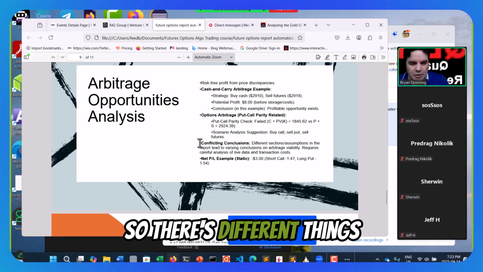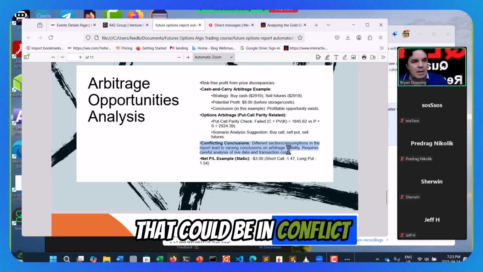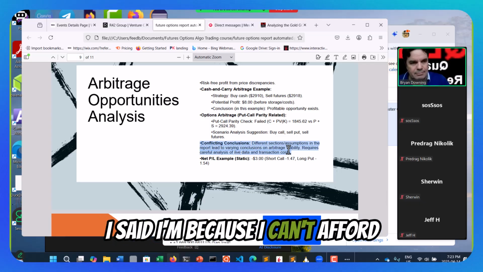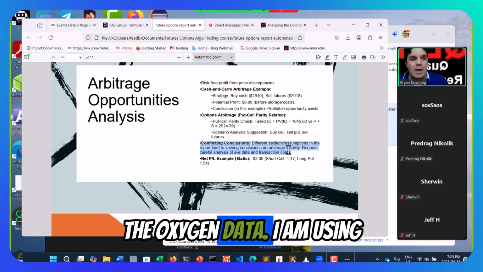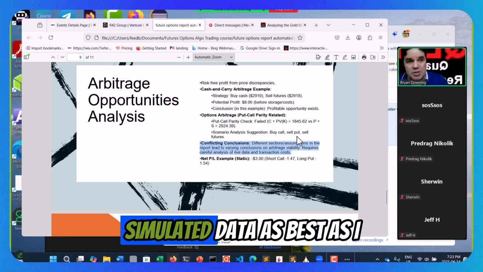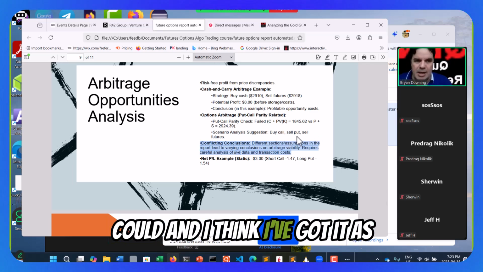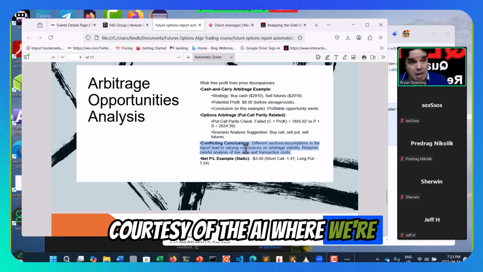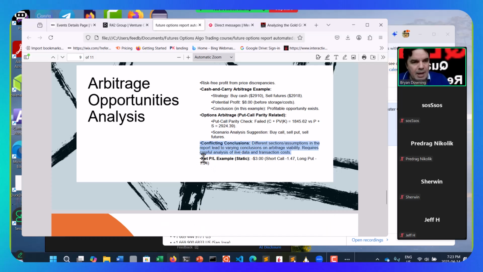So there's different things that can be in conflict. There's live data, and as I said, because I can't afford the option chain data, I am using simulated data as best as I could, and I think I've got it as good as I'm going to get, courtesy of the AI, where we're at with the AI as it stands right now.